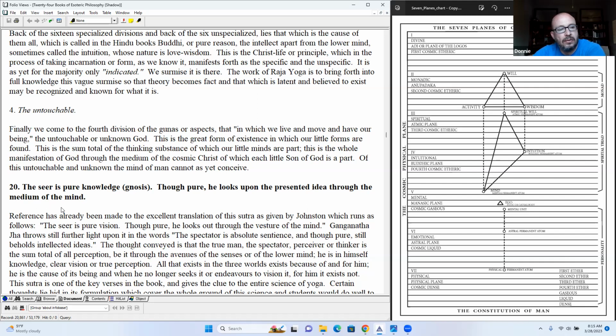We're going to go on to the Sutra 20, or the 20th Sutra. I like it. Said both ways there. The seer is pure knowledge or gnosis. Though pure, he looks upon the presented idea through the medium of the mind.